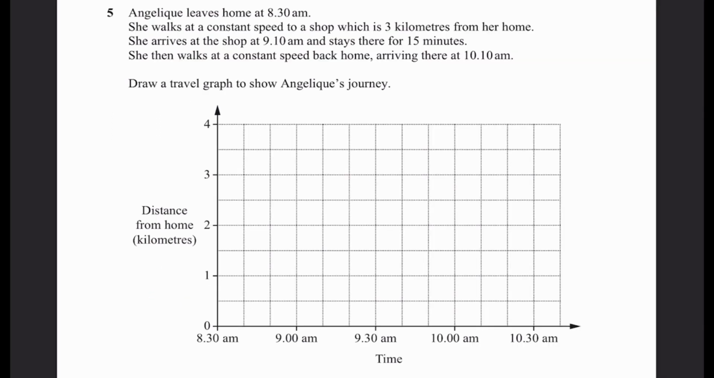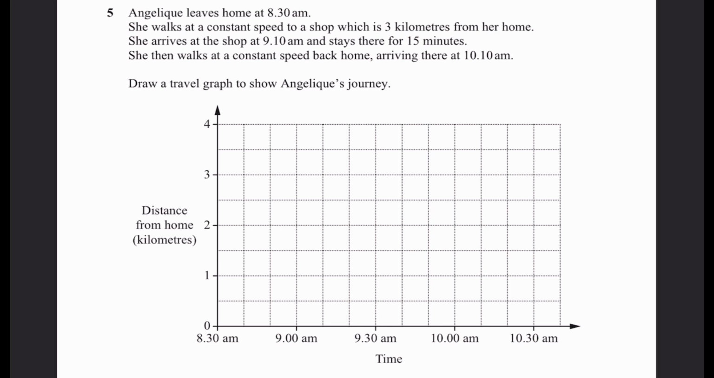Question 5. Angelique leaves home at 8:30 a.m. She walks at a constant speed to a shop which is 3 kilometers from her home. She arrives at 9 a.m. and stays there for 15 minutes. She then walks at a constant speed back home, arriving there at 10:10 a.m.